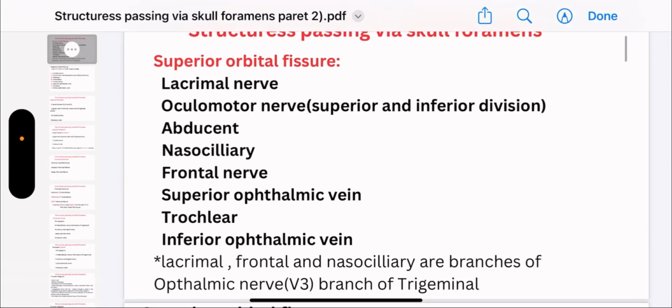Hello everyone, in this video I'm going to show you a very simple way to remember the structures passing via skull foramina. We made video part 1 and this will be part 2.